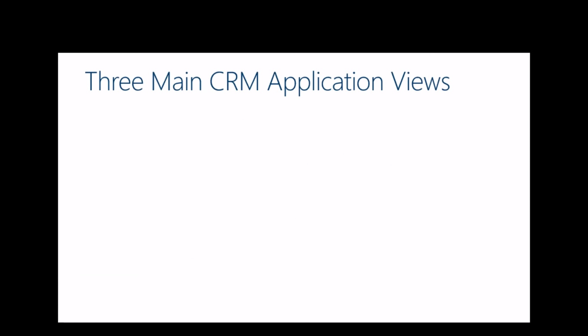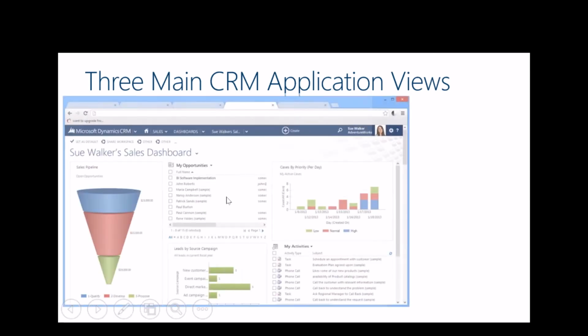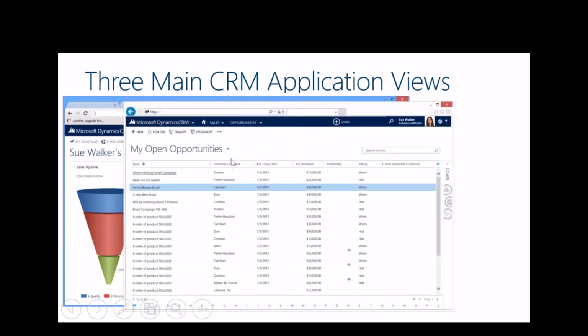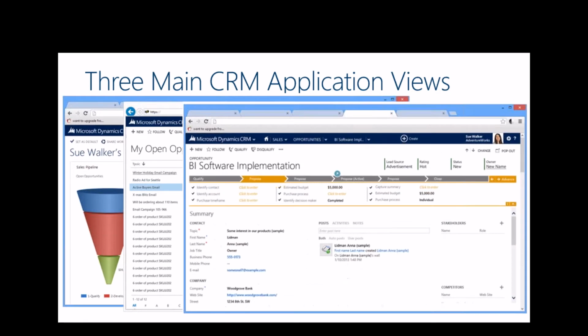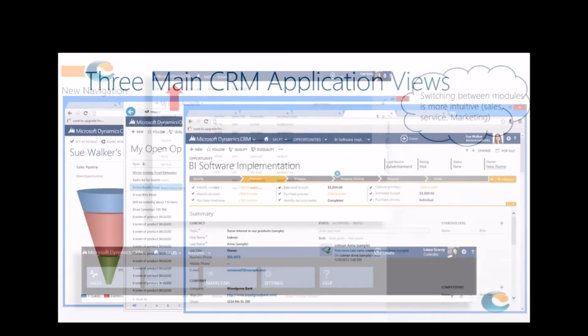The three main application views that we have are these. This is what the dashboard will now look like. You can see the ribbon along the top, and we've got that ribbon consistently. Now we've got the entity grid view, all your records there, and then eventually the form. I'll go into these in more detail now.